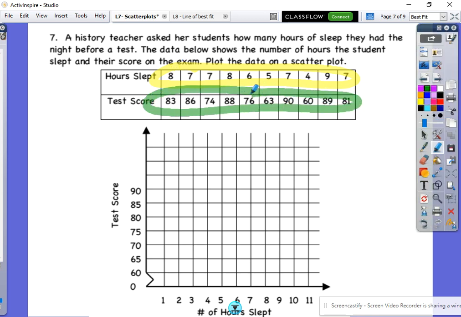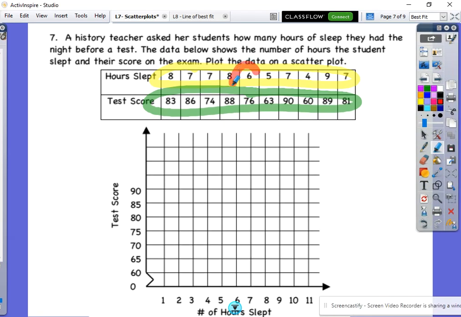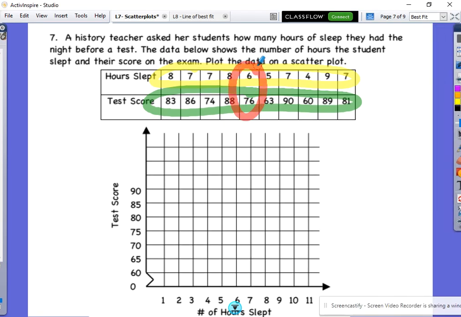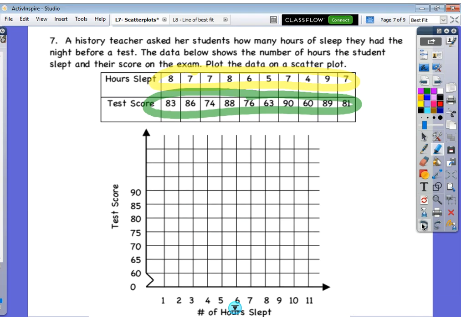So you can see the number of hours we slept. Just an example here would be maybe you sleep 6 hours, you get a 76. Maybe you sleep 4 hours and you get a 60, right? So there are different data points here that we want you to graph, and then we're going to see if there is any type of correlation we can conclude. So press pause and go ahead and try that out.